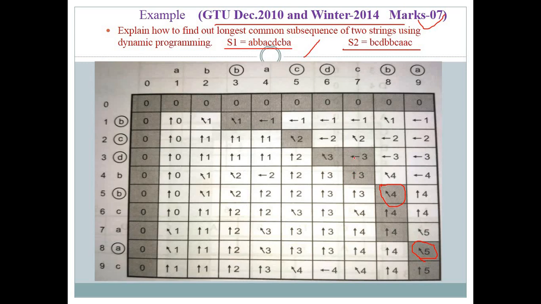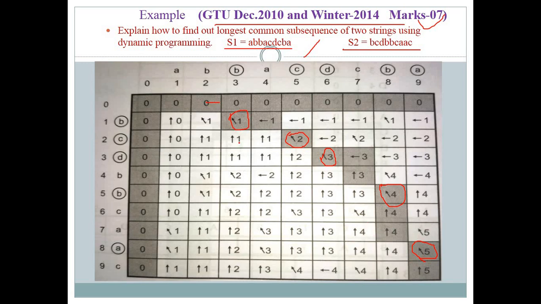It says go to the upside, so we go here. It says go to the left side, and again it is a tilde sign, so we put a circle here. It says go to the diagonal, again a tilde sign, so we put a circle here. It says go to the diagonal, and this value says go to the left side, so we put a circle here. It says go to the diagonal, where 0 is, so we stop.